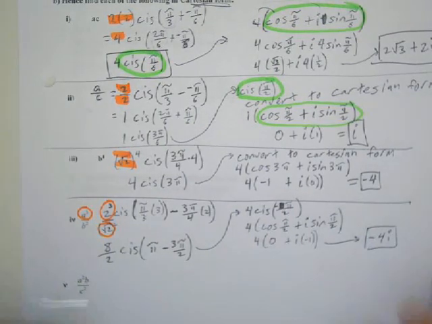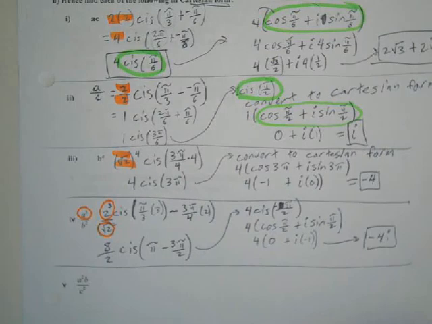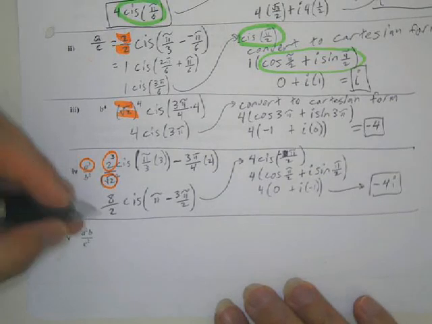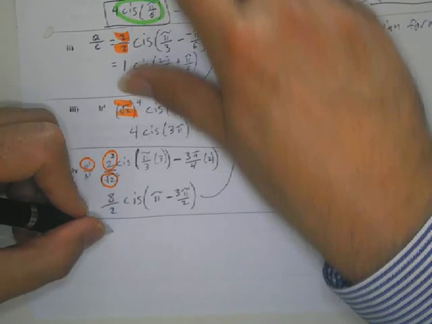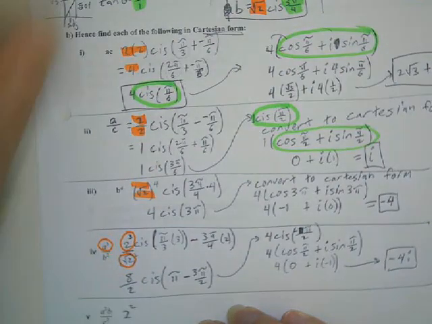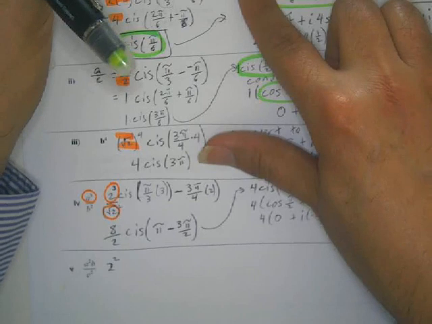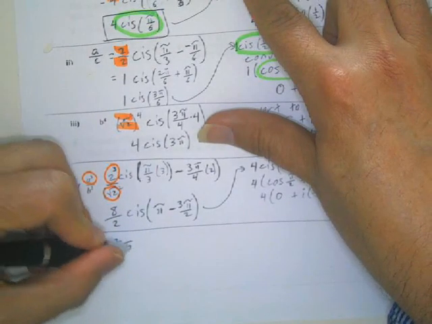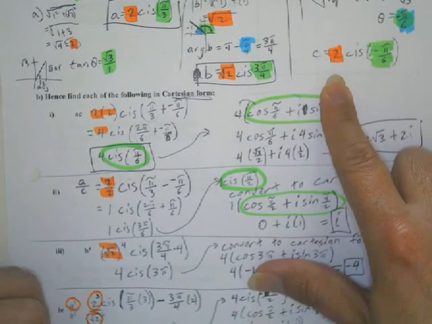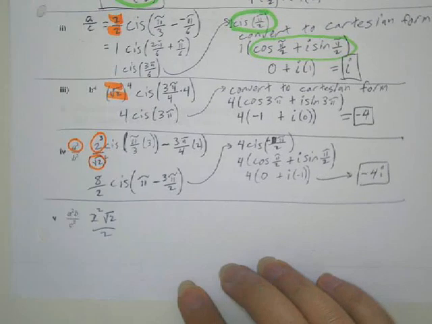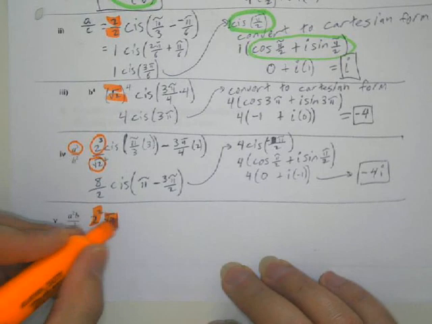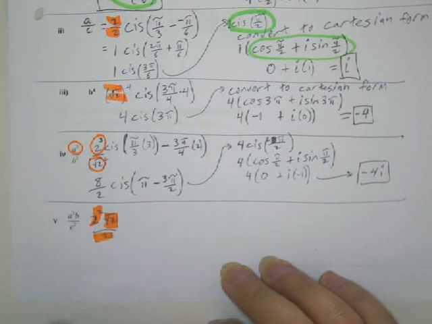Okay, last one. Oh my gosh. All right. A squared B over C squared. So A's modulus is 2, squared. B's is square root of 2. C's modulus is 2. Okay, so I've got the modulus of A squared, the modulus of B, and the modulus of C squared.